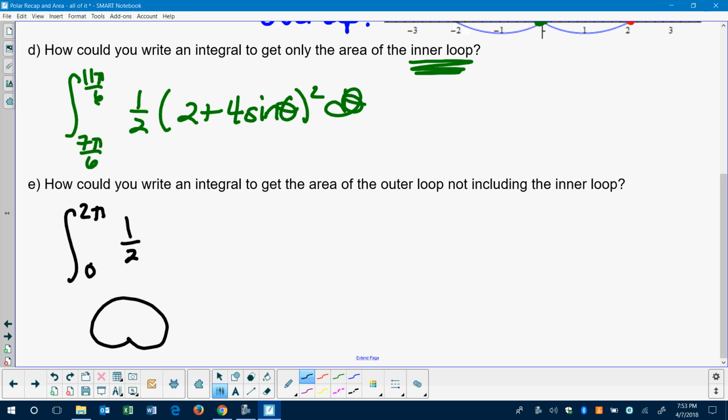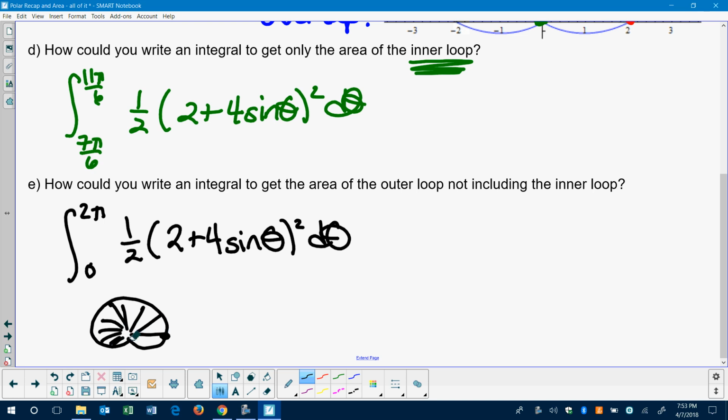So I've got 1/2 and then 2 plus r sine theta squared. And that's going to give me, actually starting from right here, right, and going all through this shape, and then it's going to go through that inner part, and then it's going to come back out, okay? So this part was counted twice, okay? I only want to count it once. So I would have to subtract that inner part. So that would give me just the shape without that inner loop included.